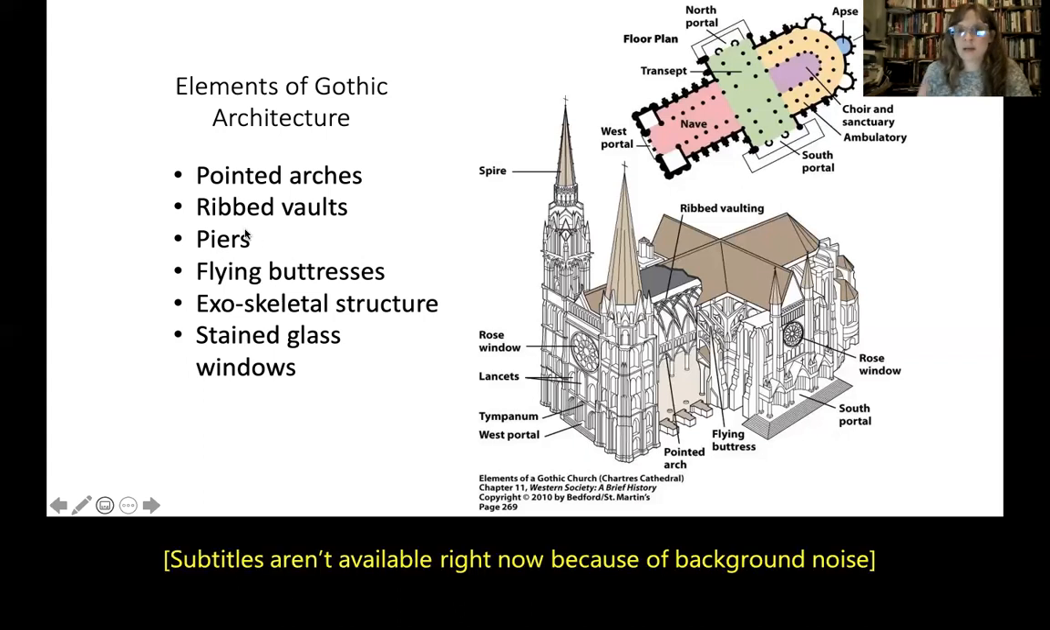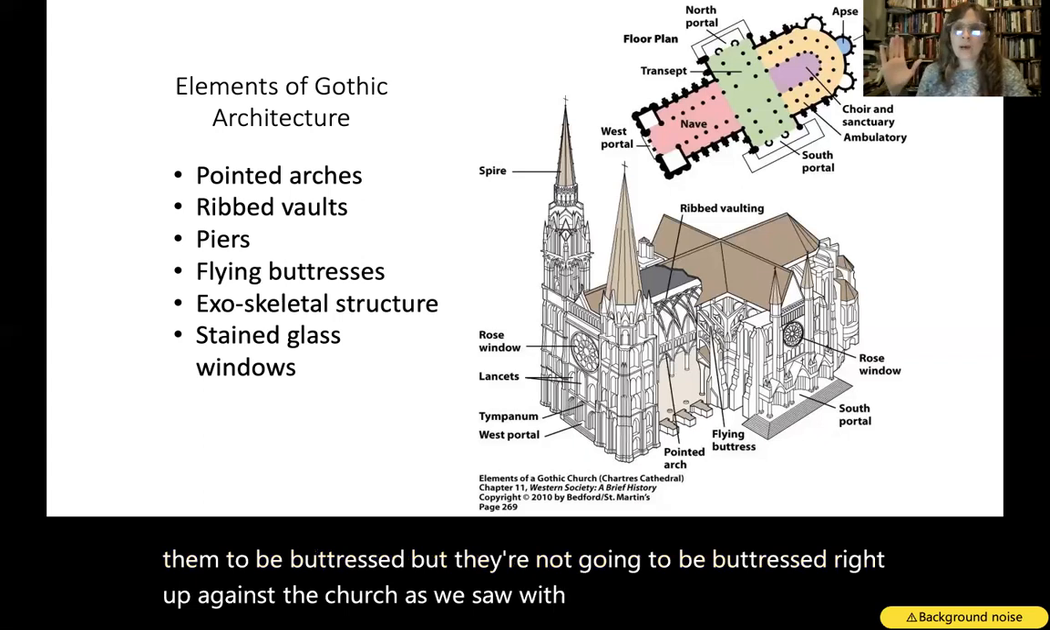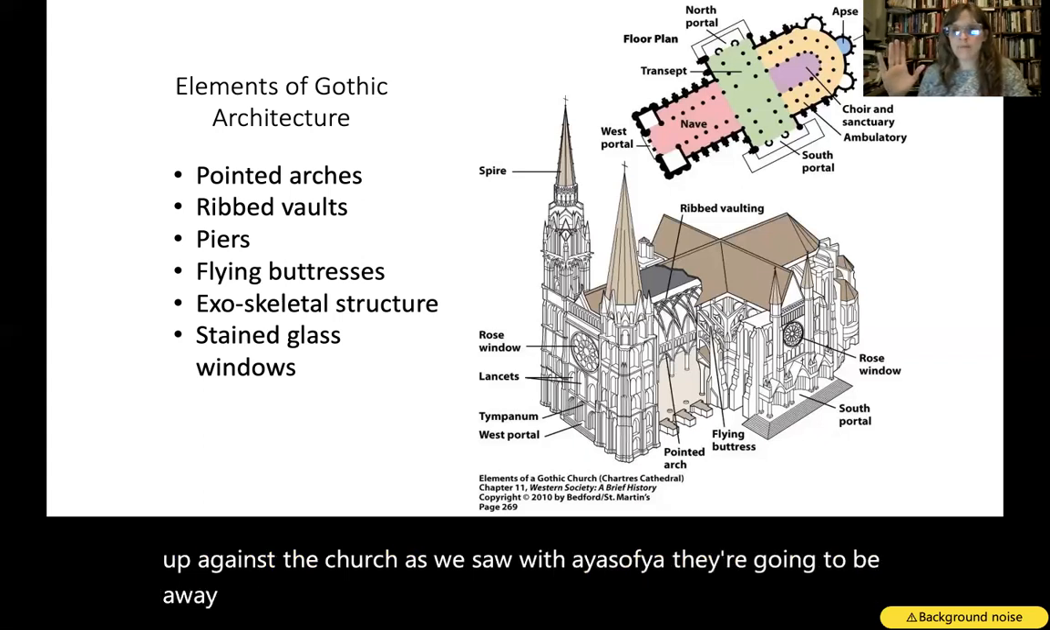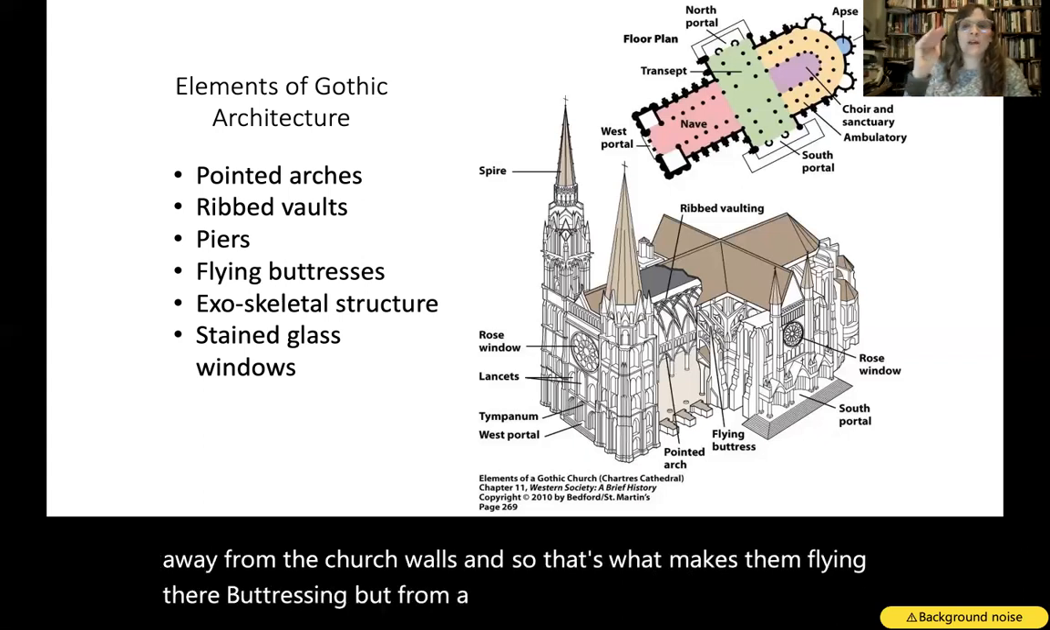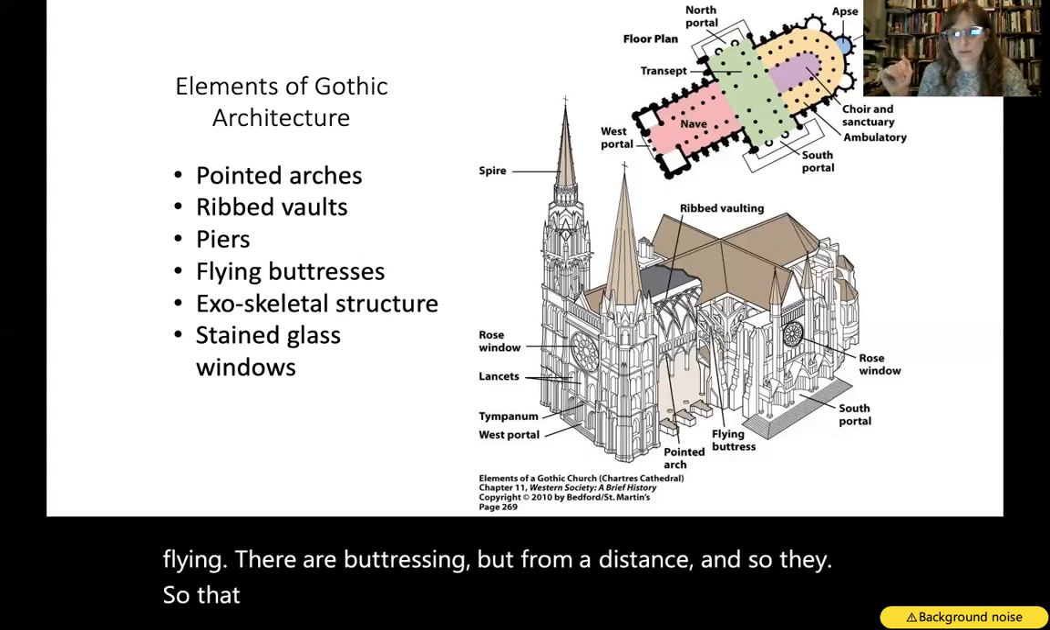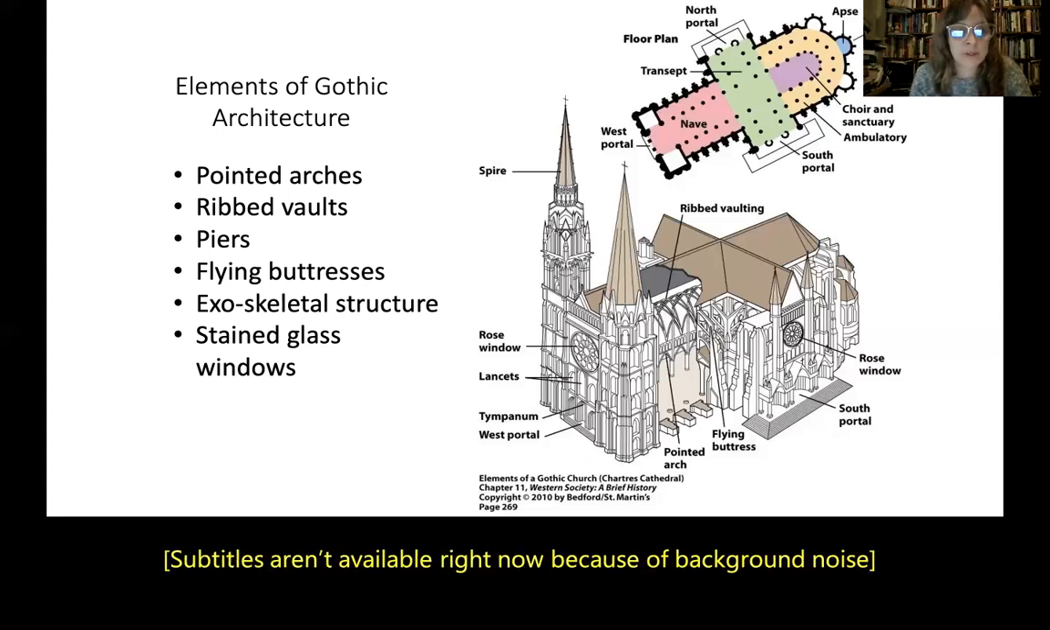Piers, the columns that are doing the work here. Flying buttresses: because you have bigger windows and thinner walls, you need buttressing, but it's not going to be right up against the church, as we saw with Hagia Sophia. They're away from the church walls, and that's what makes them flying. They're buttressing from a distance so that they're not obstructing the windows. If you can have these fabulous windows, you're not going to cover them up with buttresses.